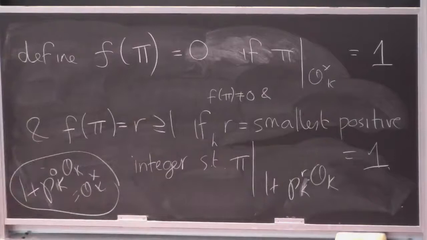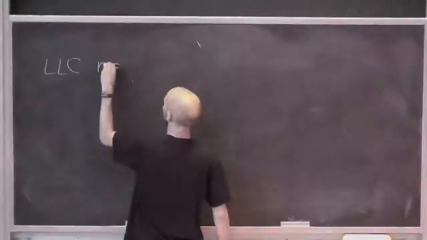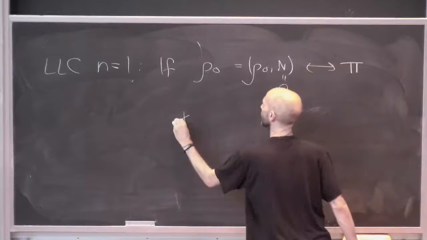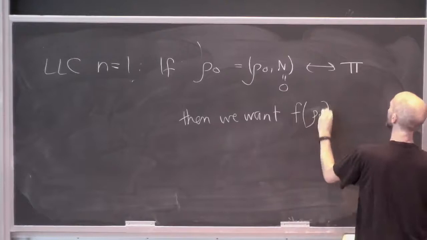So the reason I mention that is because now it's a slightly tricky argument. I've defined f of pi, and because I've defined f of rho 0, I could ask that f of rho 0 equals f of pi. It just seemed to me like another example. So, local Langlands correspondence for n equals 1. If rho 0 equals rho 0 comma n, remember n has to be 0, matches up with pi, then we want f of rho 0 to equal f of pi.